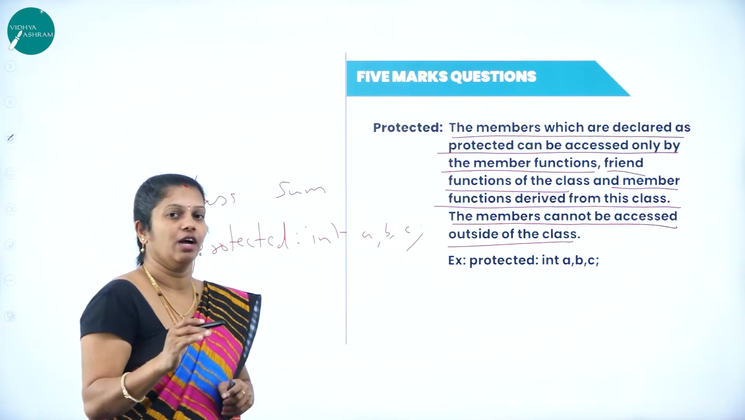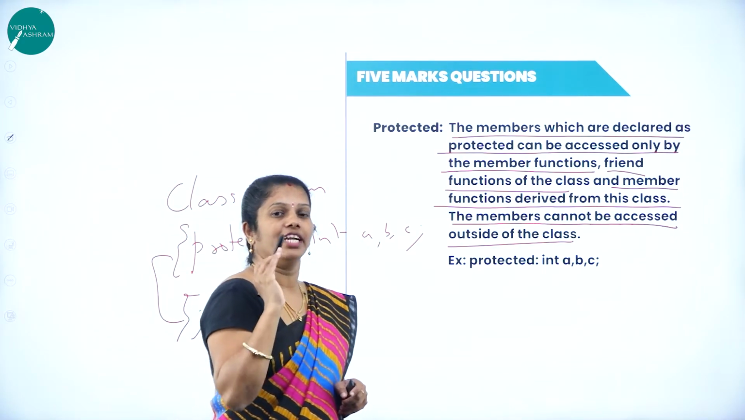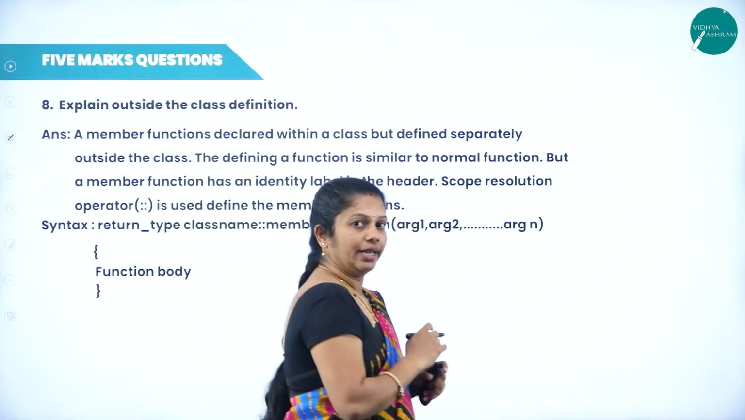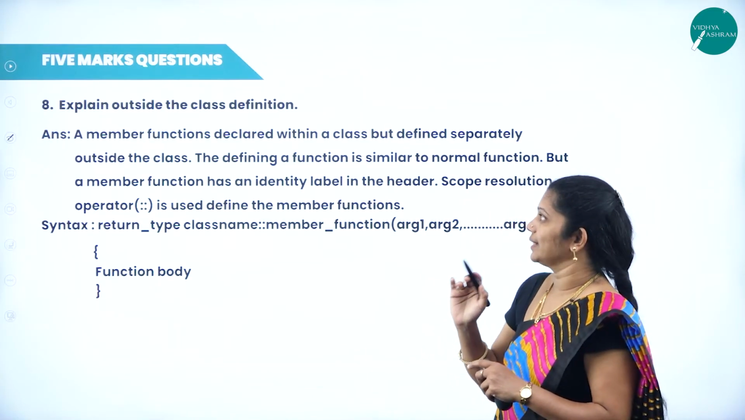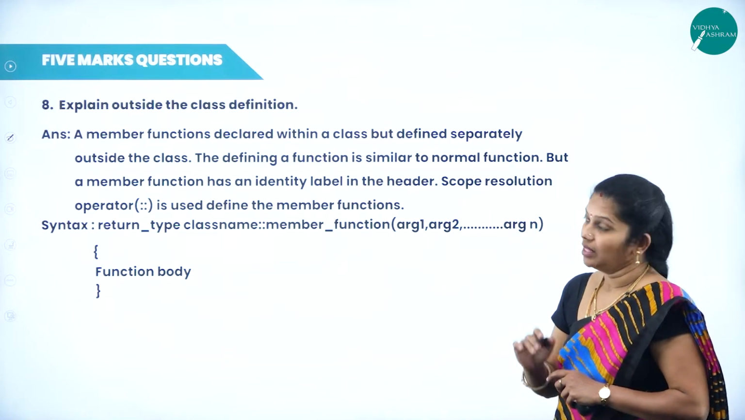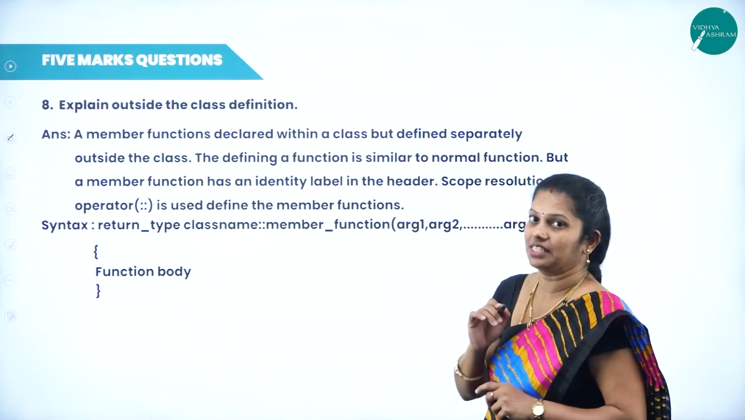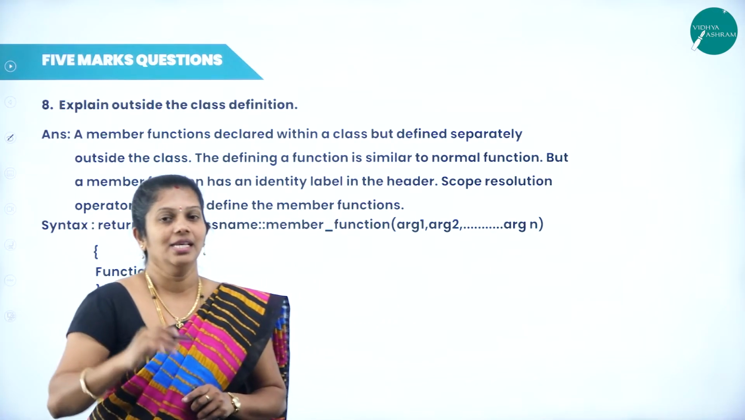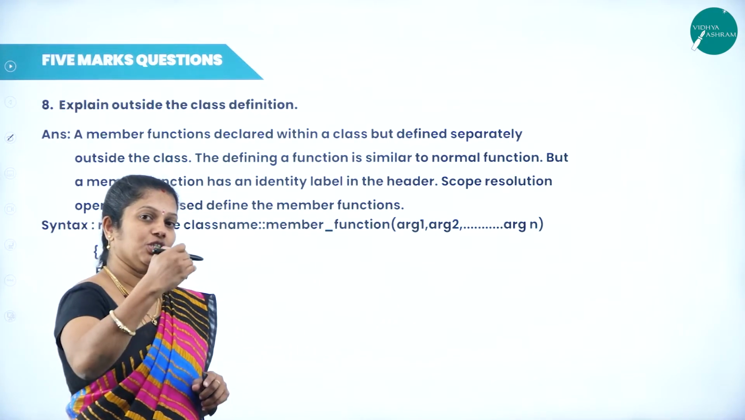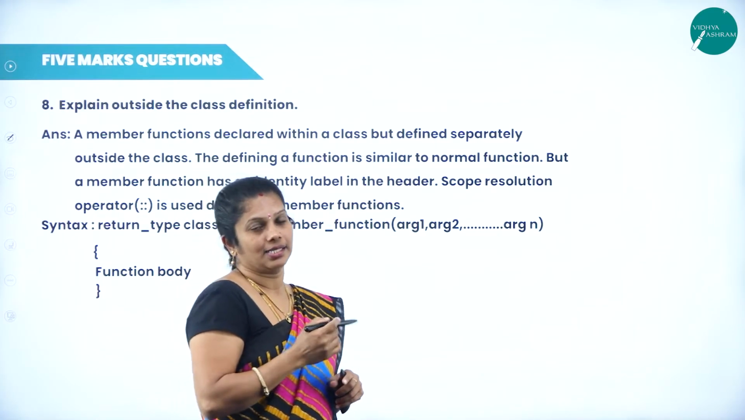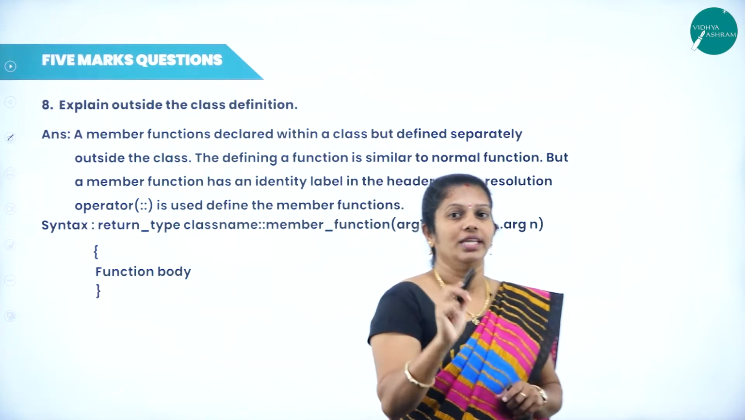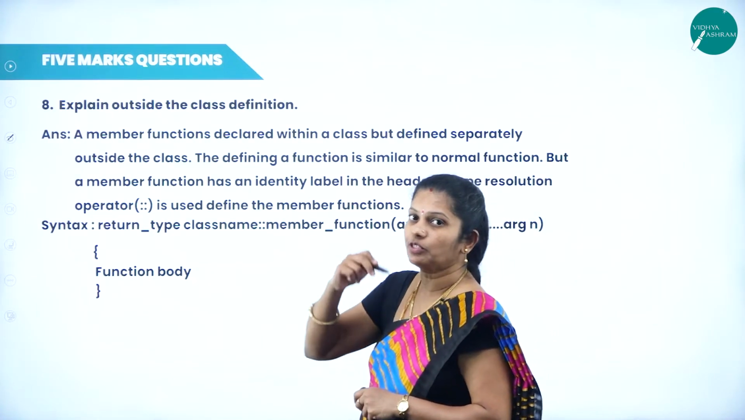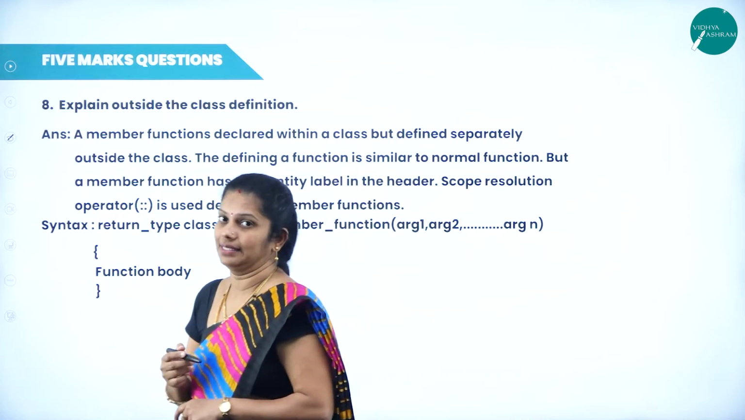Now is it clear? When you come to access specifiers, private, public and protected, all three you have to explain with syntax and example. The next question is explain outside class definition. Outside class definition is nothing but defining the statements outside the class. The functions of the class are written outside the class. Here, compulsorily we need the scope resolution operator. The scope resolution operator helps to define the member function outside the class.